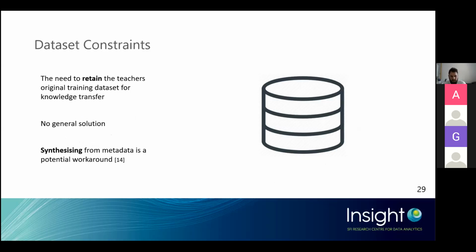But if this is a problem with a particular method, one workaround that has been shown to work is to synthesize a fake data set from statistics taken from your original data set. So if you can capture the average and the standard deviation of activations for every layer in the network, you can reverse engineer a data set and transfer knowledge almost as well as you would have done with the original data set.